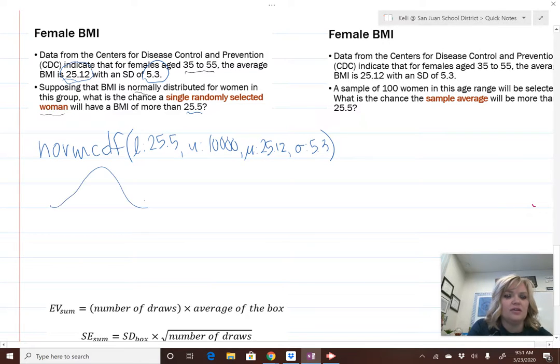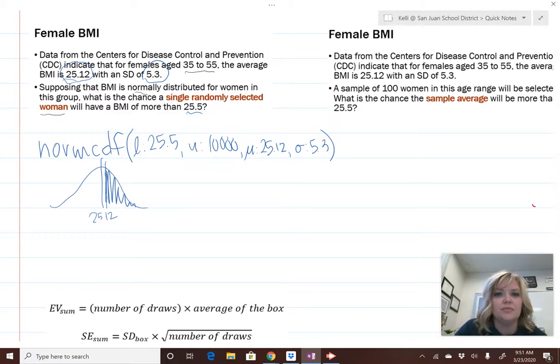50%, because if you think about the normal curve and the average is right here, 25.12, well, 25.5 will be right above that, right? So it should be less than 50%, 40-ish maybe, I don't know. Anyway, plug that in and that would be the answer to just one woman.